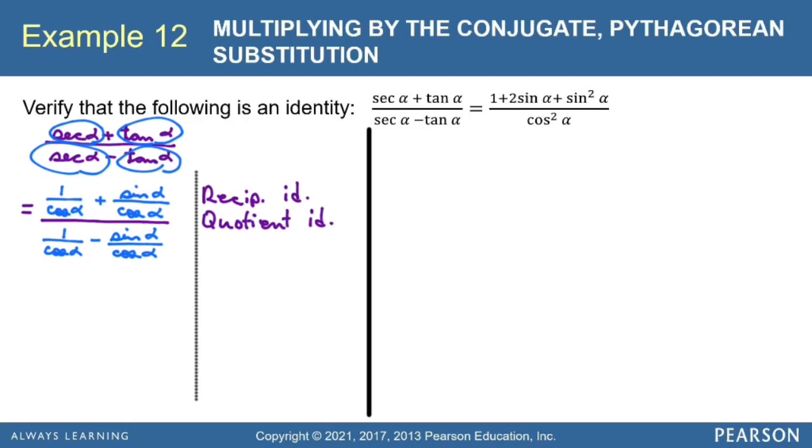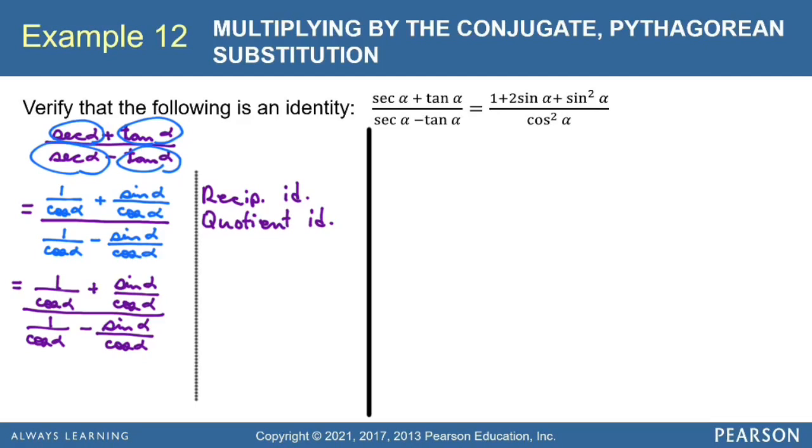Now, remember how to simplify a complex fraction. We want to multiply the top and the bottom by the common denominator of all the little denominators. Now, every one of the little denominators is cosine. So that means we will want to multiply the top and the bottom of our whole expression by cosine alpha. So I'm going to recopy here just to keep things clean. You probably would not recopy on your own paper.